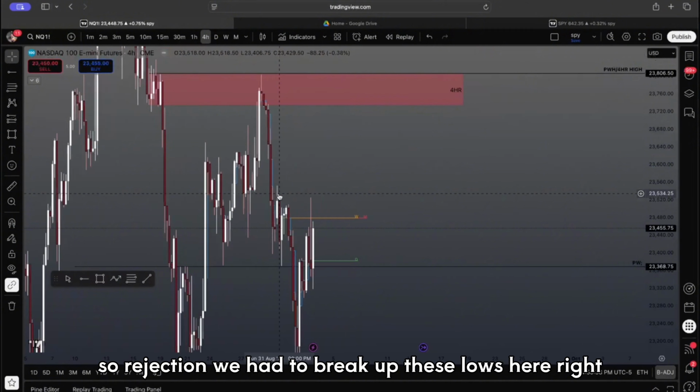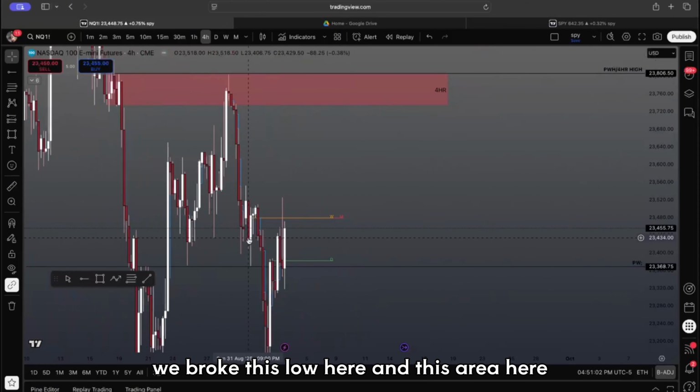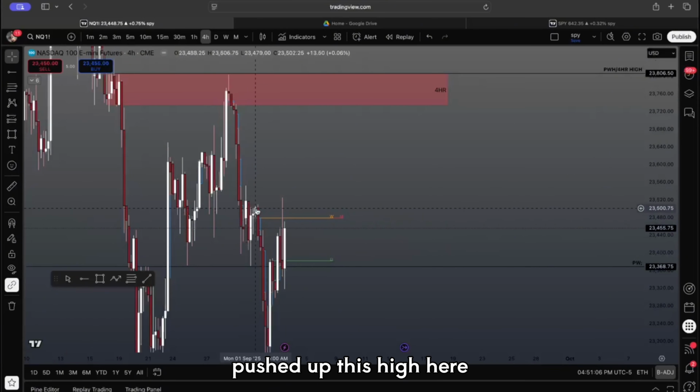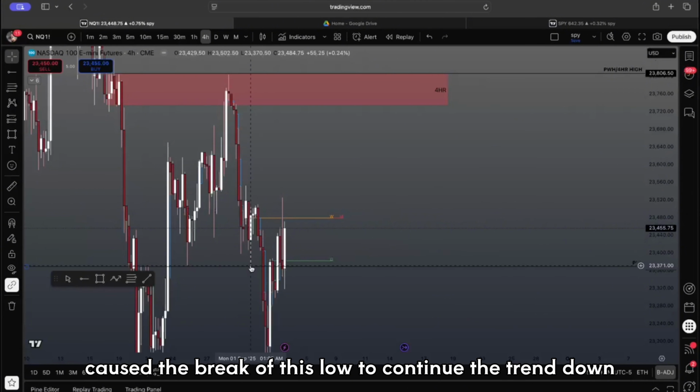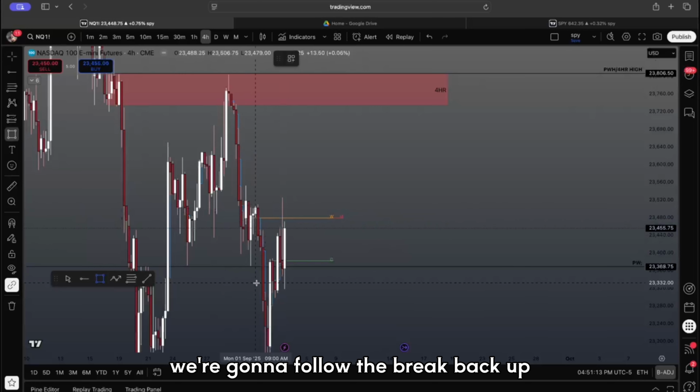So rejection, we had to break up these lows here, right? We broke this low here and this area here, and then we continued lower to the new low, pushed up. This high here caused the break of this low to continue the trend down. So what did that low form for us? We're going to follow the break back up.